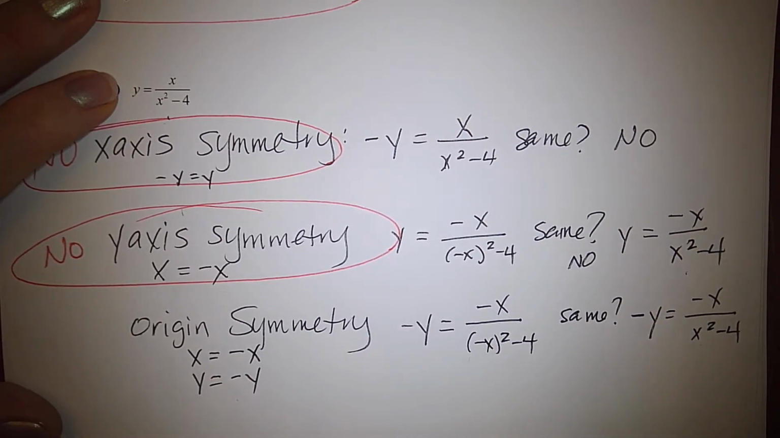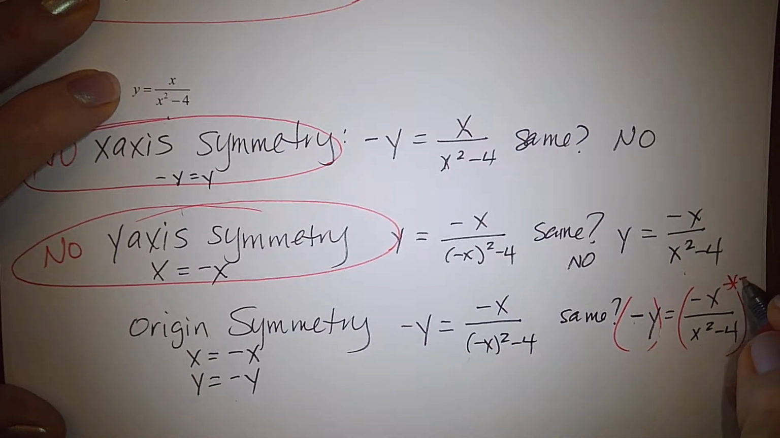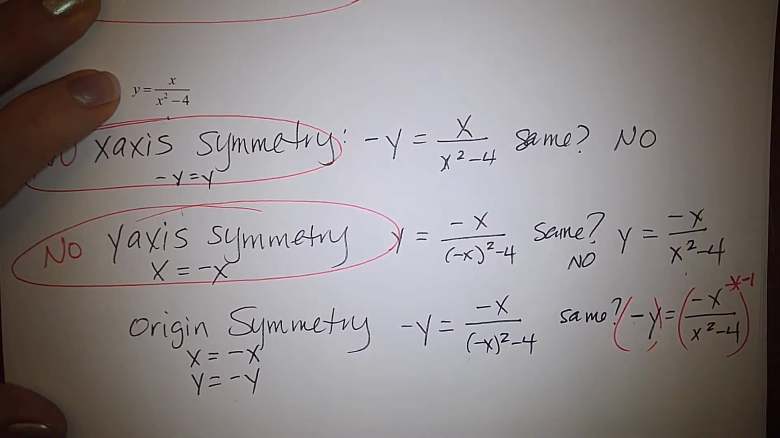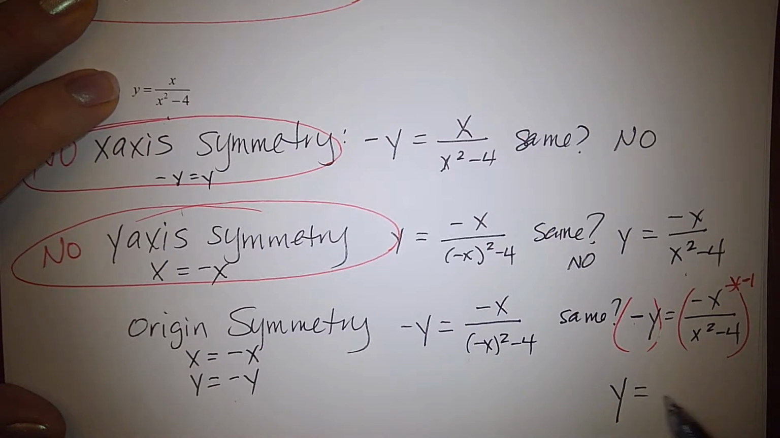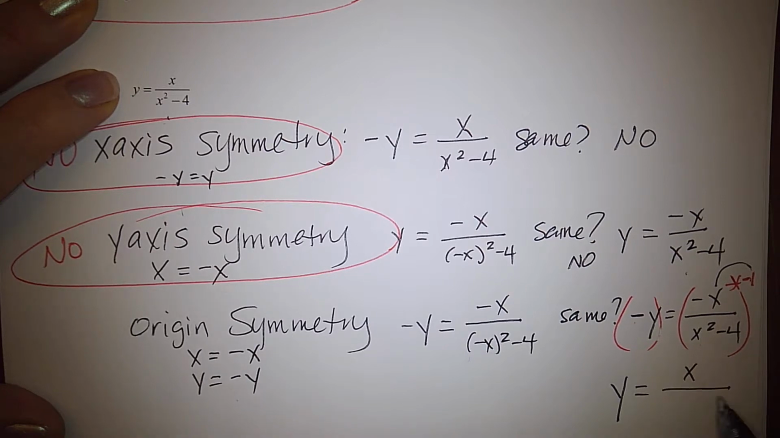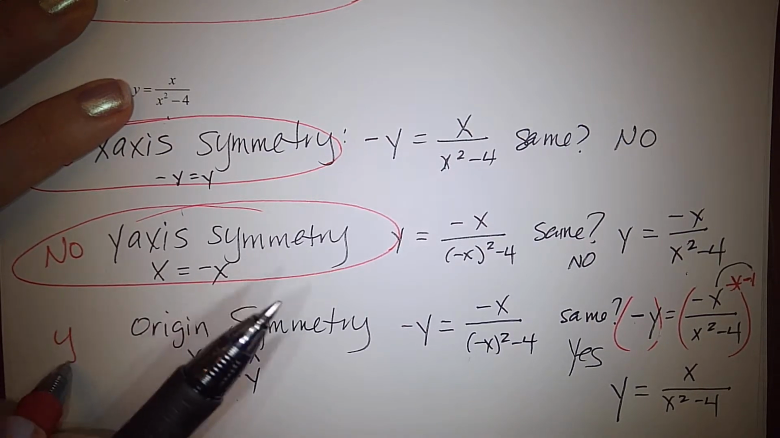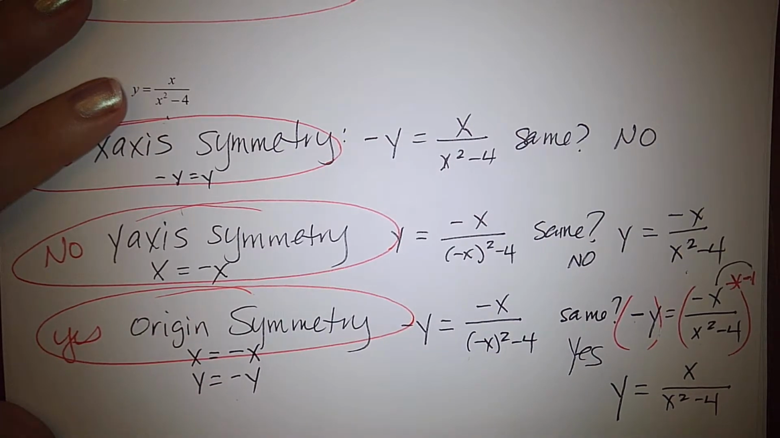However, there is a trick I can do to both sides of this equation to get rid of that negative. If I multiply both sides of this equation by negative 1, times the left side is going to give me positive y. Negative 1 times the right side is going to give me positive x. And that is indeed the same as what we started with up at the beginning. So yes, this does actually have origin symmetry.